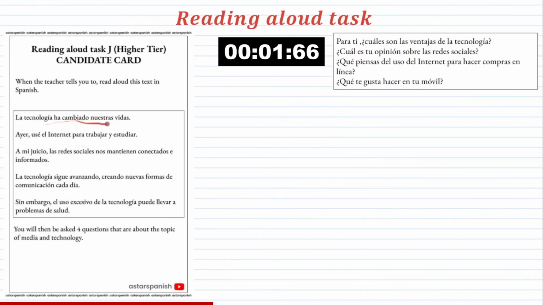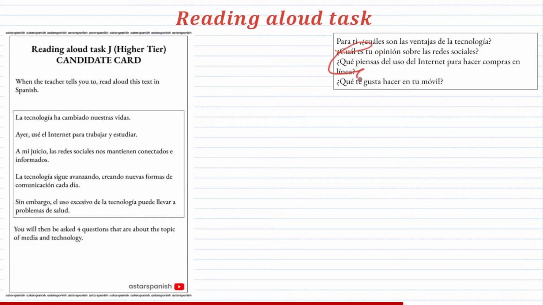La tecnología ha cambiado nuestras vidas. Ayer usé el Internet para trabajar y estudiar. A mi juicio, las redes sociales nos mantienen conectados e informados. La tecnología sigue avanzando, creando nuevas formas de comunicación cada día. Sin embargo, el uso excesivo de la tecnología puede llevar a problemas de salud.